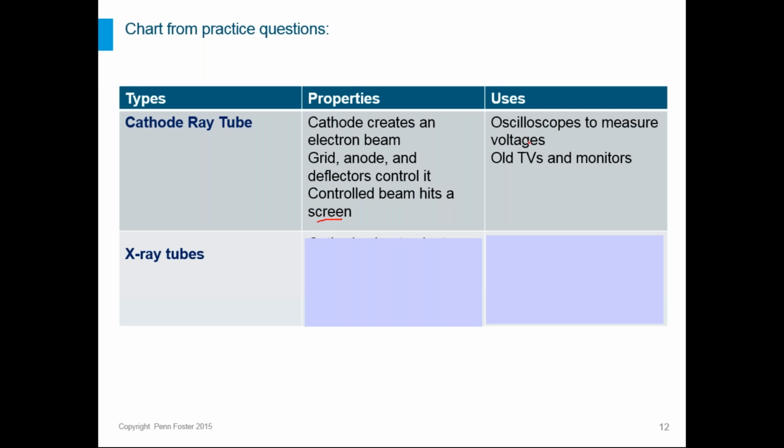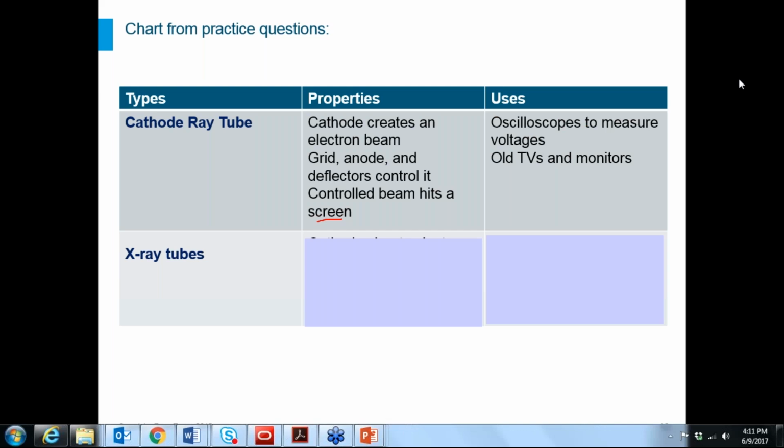And their uses are medical uses, such as oscilloscopes that monitor voltages, and one of the uses for that is medical, to monitor your heart's activity. And old TVs and monitors also use cathode ray tubes.